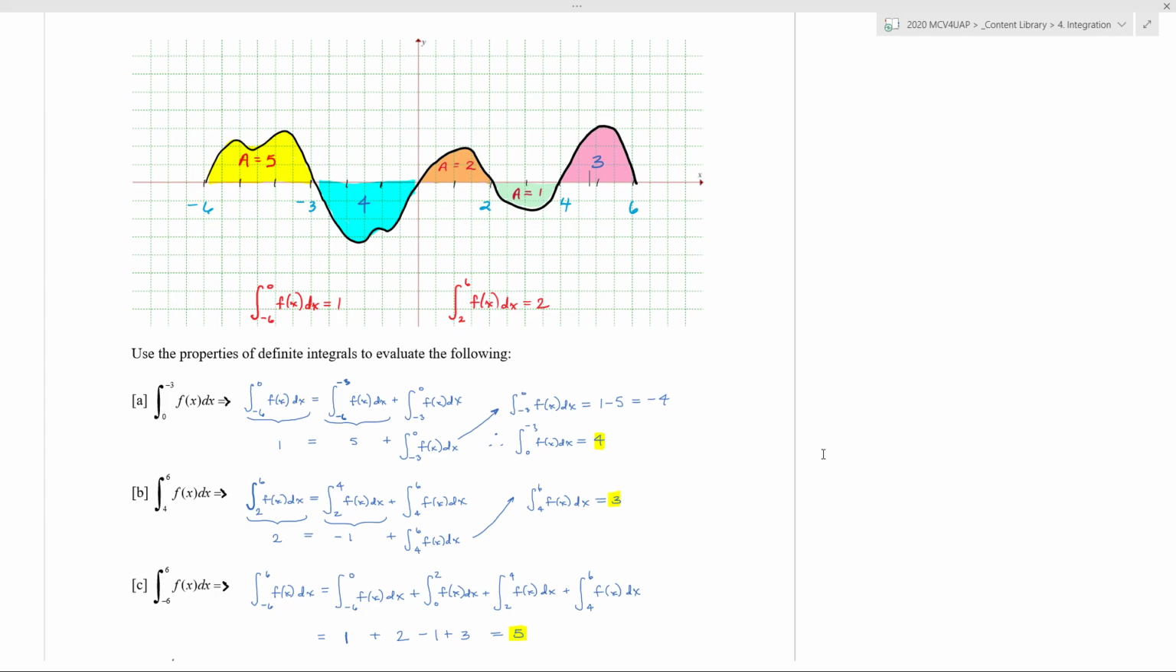Or you could do what I did and break it up into 4 different integrals: the integral from -6 to 0, plus the integral from 0 to 2, plus 2 to 4, plus 4 to 6. You're going to get the same answer, 5.